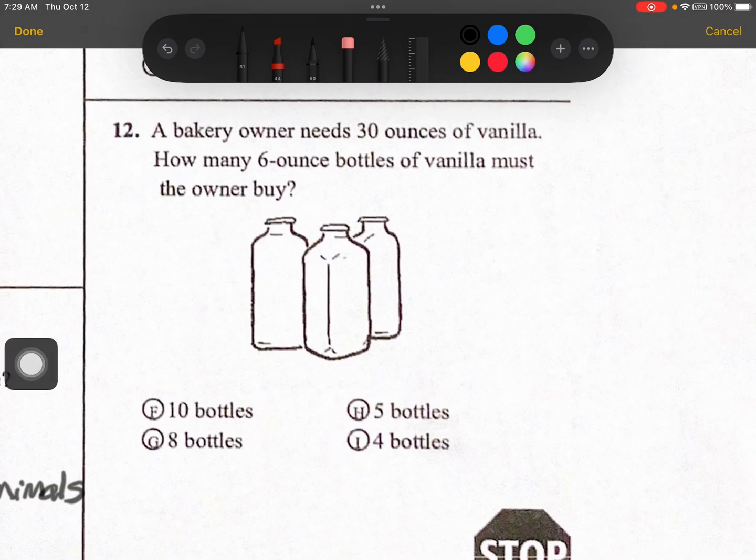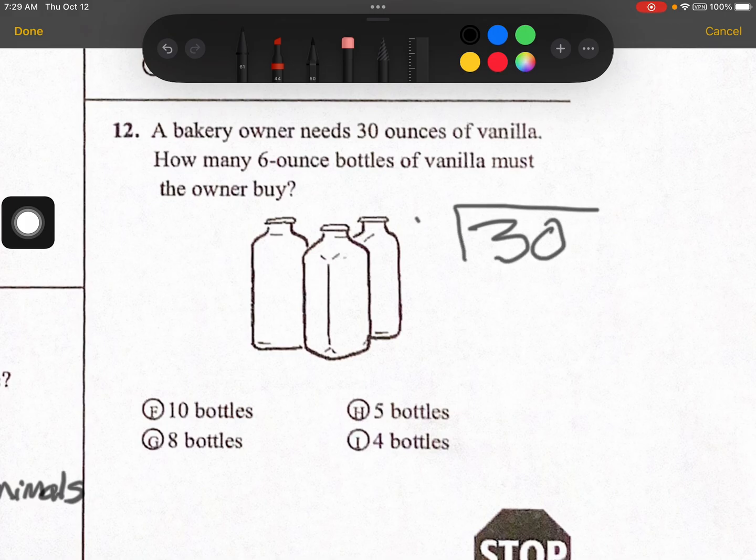Number 12, a bakery owner needs 30 ounces of vanilla. How many 6-ounce bottles of vanilla must the owner buy? So this is what she needs, and this is what they come in as, 6 ounces. So you need to figure out how many she's going to need for her recipe.